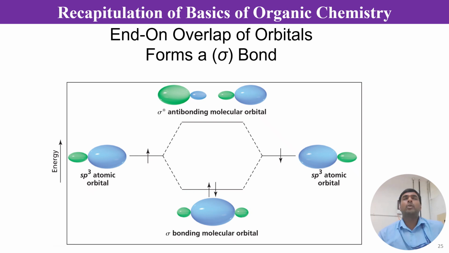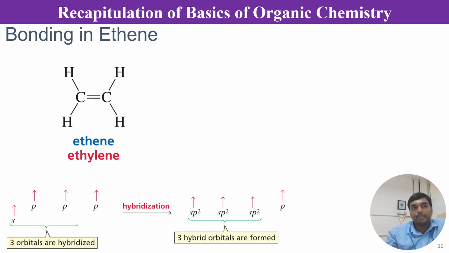So when you talk about ethane molecular orbital, this is the sp3 atomic orbital of one methyl, and this is the sp3 atomic orbital of another methyl, they'll share the electrons and form the sigma bonding molecular orbital. Then there are no extra electrons that will be placed in the anti-bonding orbital.